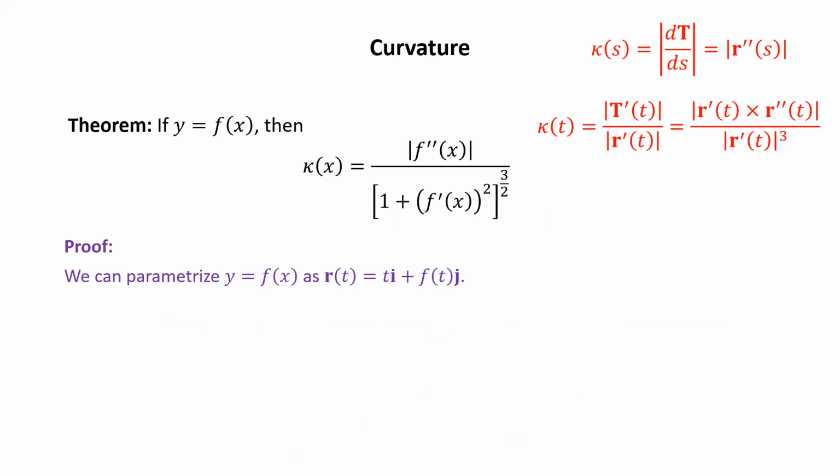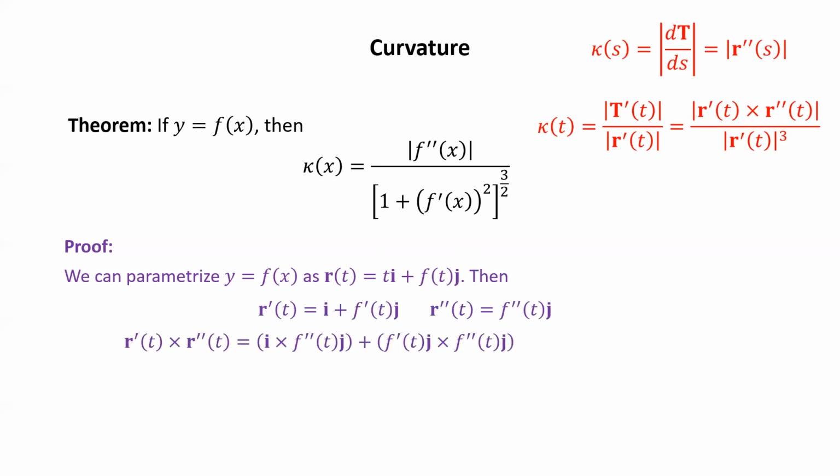Now, finally, for the last theorem on computing the curvature for a scalar function, we start by parametrizing y equals f of x as r of t equals t i plus f of t j. In other words, we just set x equal to t, and then it follows that y equals f of x is f of t. Okay, so we have r prime of t: we differentiate component by component to get i plus f prime of t j. And r double prime of t: the derivative of i is just 0, and the derivative of f prime of t j is f double prime of t j.